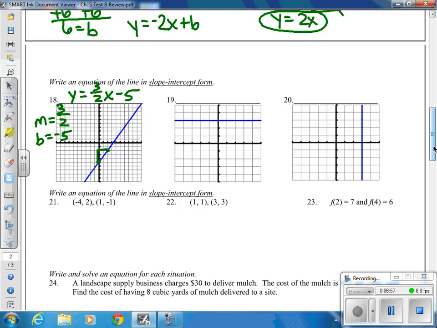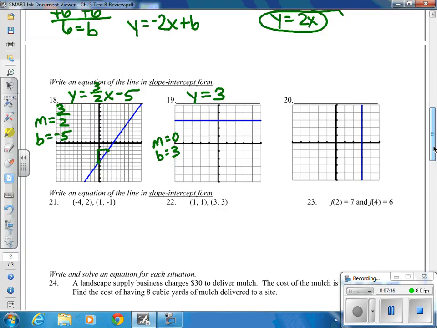For number 19, it is a horizontal line. All horizontal lines have an m of 0. This cuts through the y-axis at positive 3, so my b is 3. Because it crosses the y-axis and never the x, this equation will be y equals 3. There will never be an x in the equation because it never crosses the x-axis.